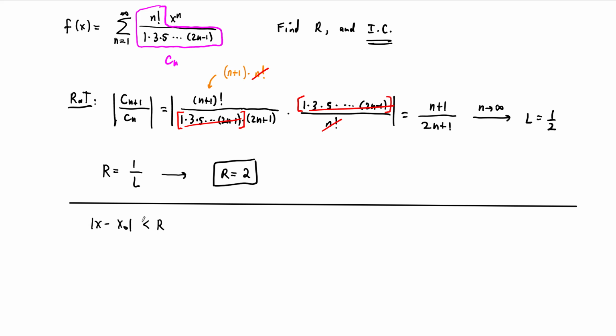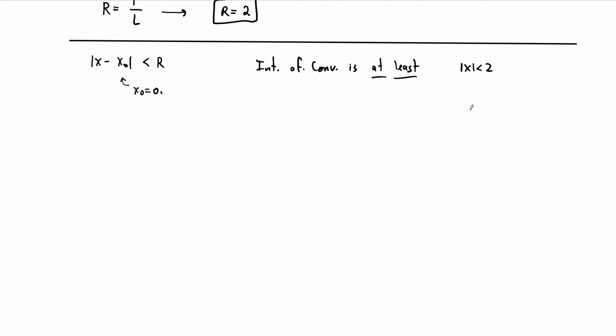It's always at least equal to this, I should say, where the center comes straight from the power series, and for us there's no number there, right? So for us x naught is equal to 0 for this example. Okay, so what we can say then is that our interval of convergence is at least this, so absolute value of x less than 2, and in interval notation that would be -2 less than x less than 2. Well, why do I say at least?